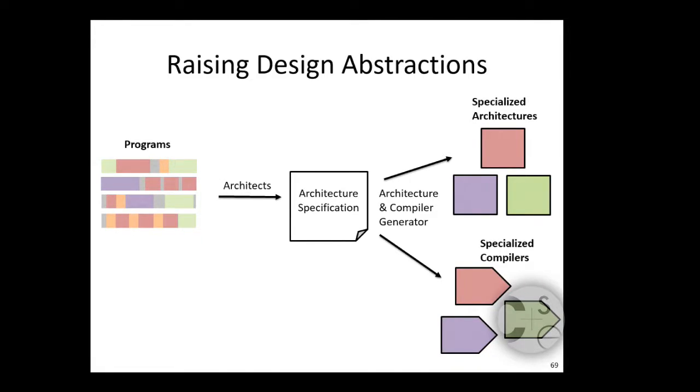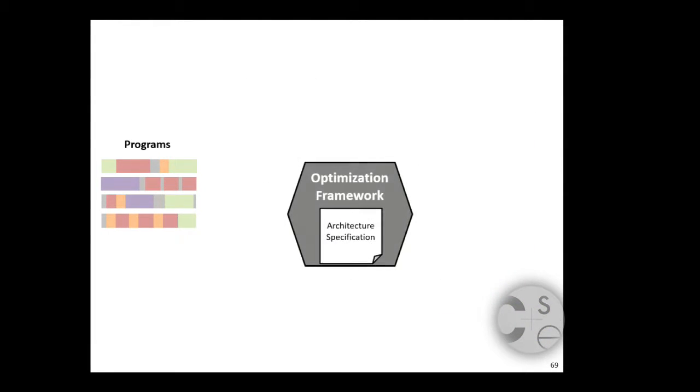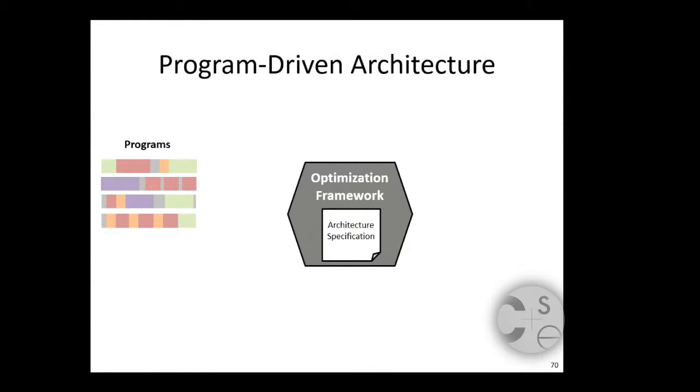But there's no reason to actually stop here. The architects still have some work to do here, and we don't like that. So there's no reason that once we figure out what these high-level knobs are inside the architecture specification language, we can actually embed these as decisions inside of some optimization framework. And now, instead of the architects guiding the design, we can do program-driven design.